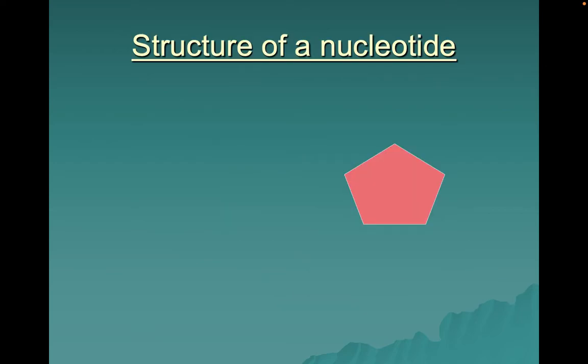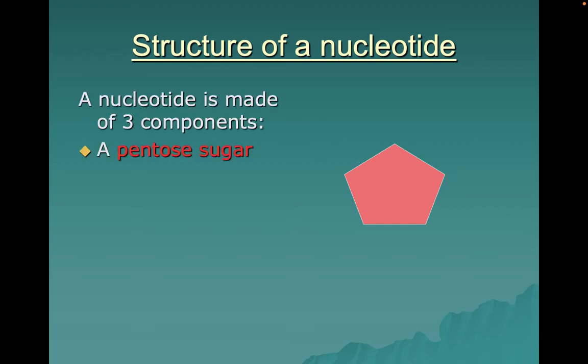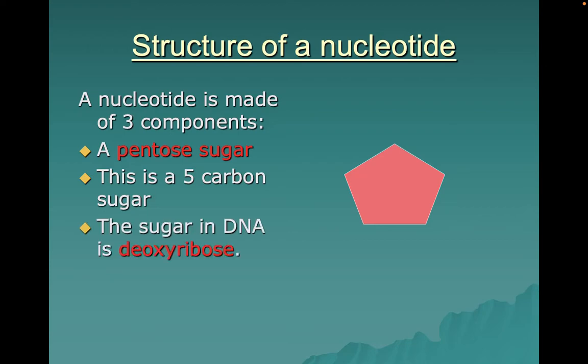The first component we're going to look at in more detail is this pentagon shape, which is your pentose sugar. As I mentioned, it's a 5-carbon sugar, and depending on whether this sugar is found in DNA or RNA, there's going to be a little bit of a difference. In DNA, this pentose sugar is known as deoxyribose, hence DNA, deoxyribonucleic acid. So the actual name of the sugar is incorporated into the term DNA.